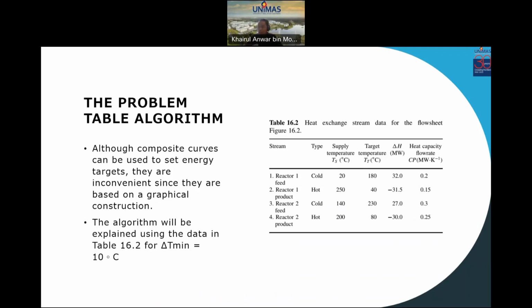The problem table algorithm: although composite curves can be used to set energy targets, they are inconvenient since they are based on graphical construction. The algorithm will be explained using the data in Table 16.24, with delta T min equal to 10 degrees C. You may refer to chapter 16.